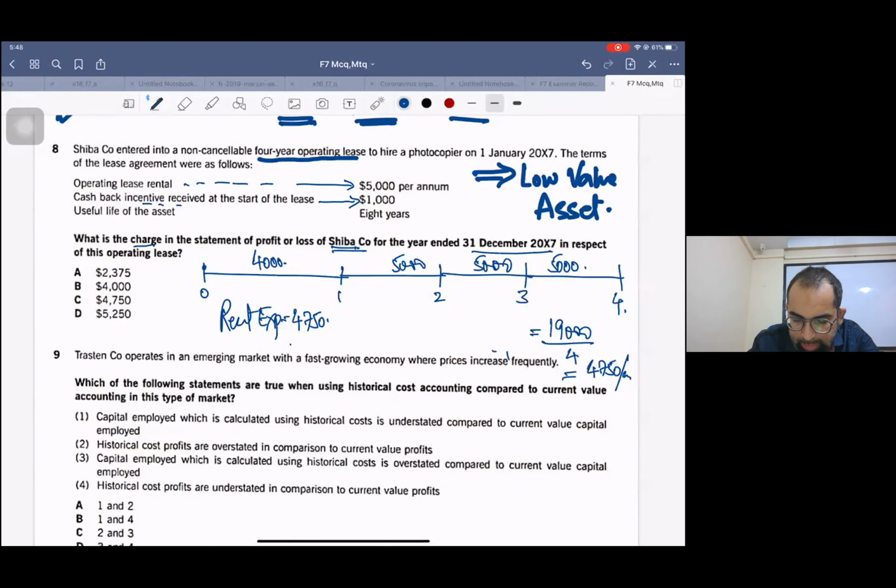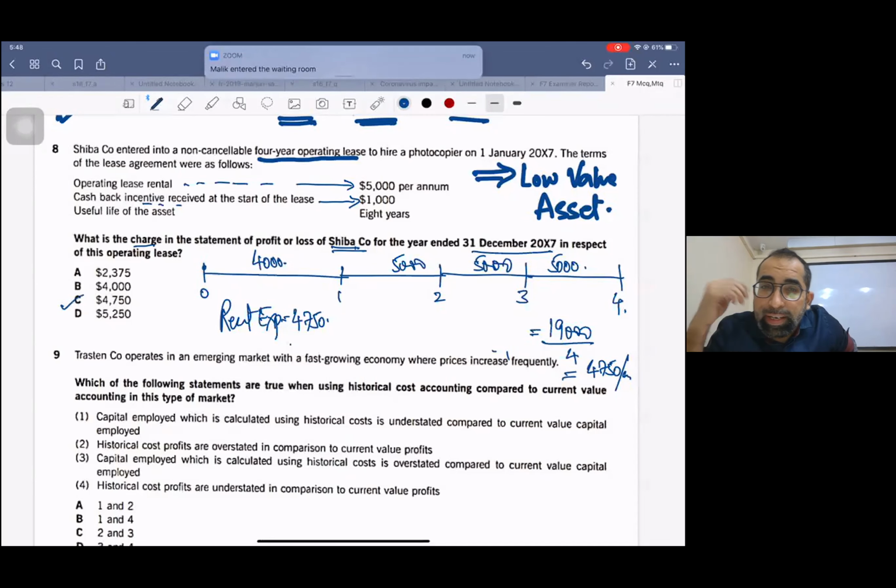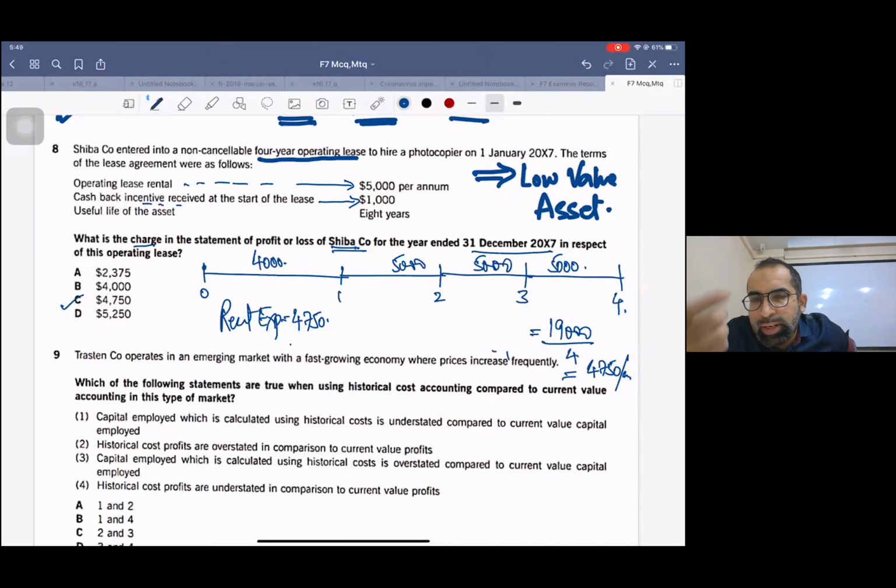So by doing this, we have spread the effect of that incentive. Because logically think, they gave us the incentive because we took this asset for 4 years. So according to the matching principle, my dear student, this incentive should be spread over the 4 years. That's what I did. Okay.